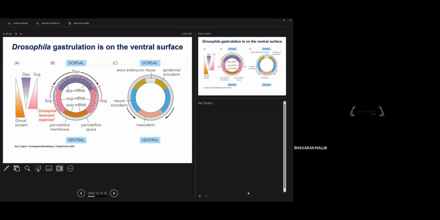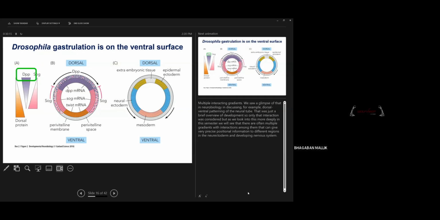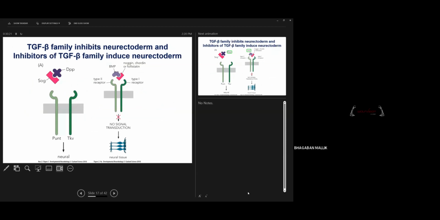So these are the proteins that you have to remember: DPP protein accumulates in the dorsal side and sonic hedgehog in the ventral side. And these are the signals highlighted. So the DPP, the dorsal protein, sonic hedgehog, the ventral protein. And here again, I just want to show the neural induction in Drosophila.